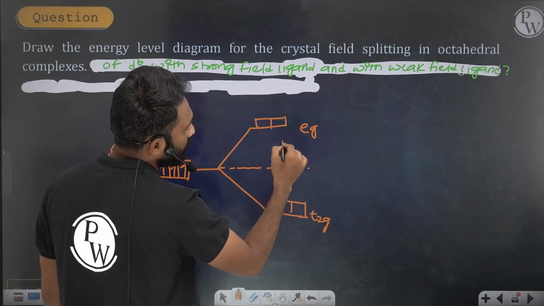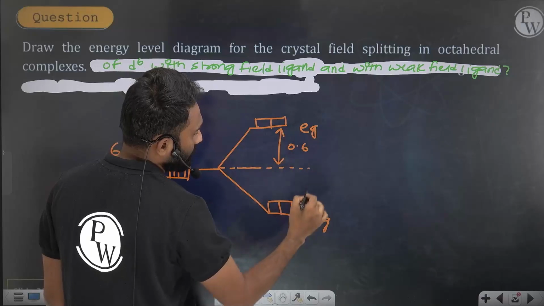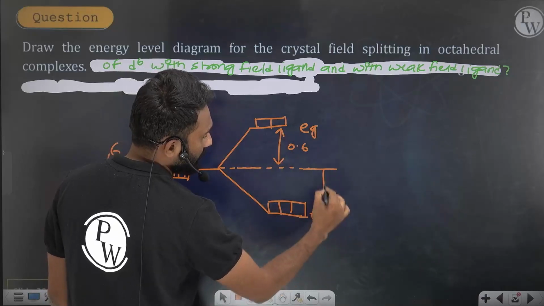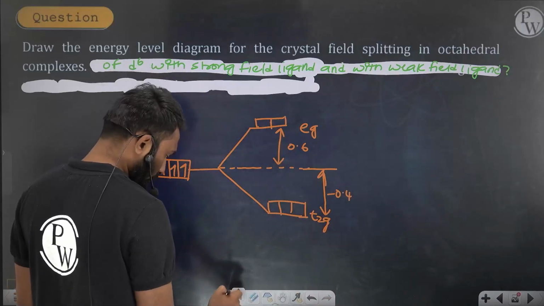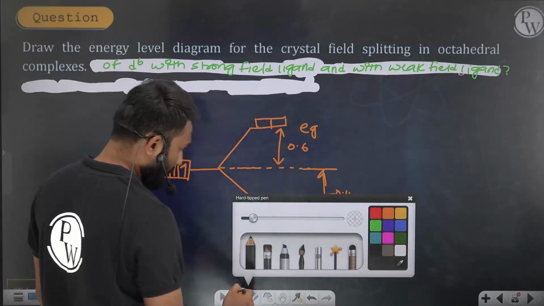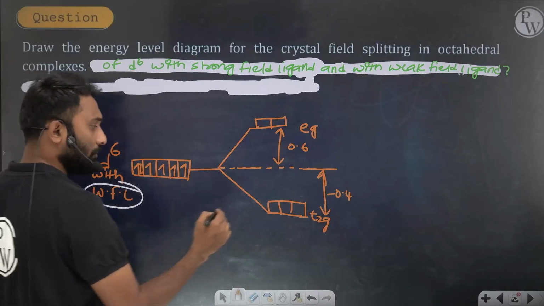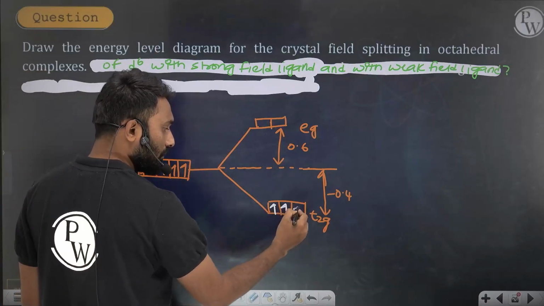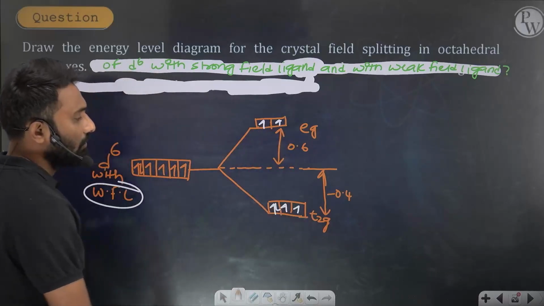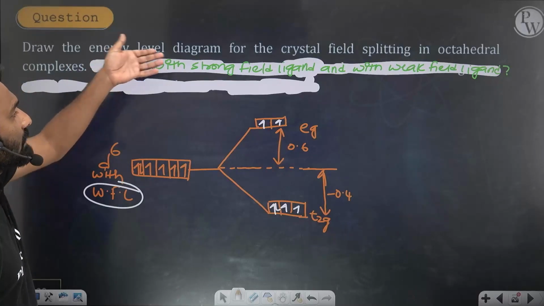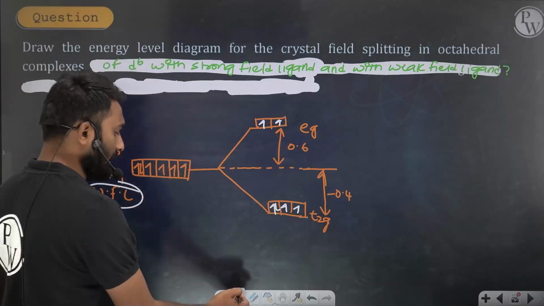Okay, from here to here the energy gap will be 0.6, and from here to here the energy gap will be minus 0.4. Okay, now fill the electrons. Due to the weak field ligand there is no pairing. 1 2 3 4 5 6. Now this is the crystal field energy level diagram for the d6 with the weak field ligand.